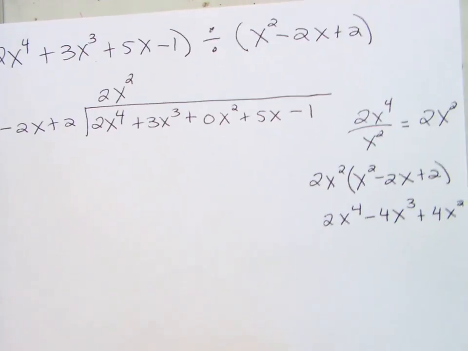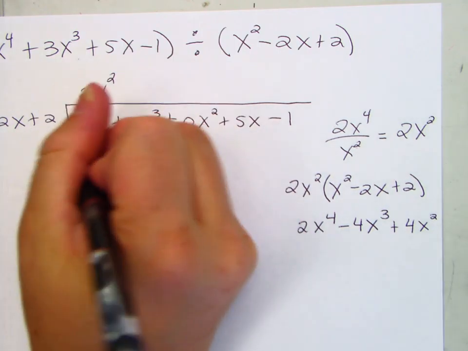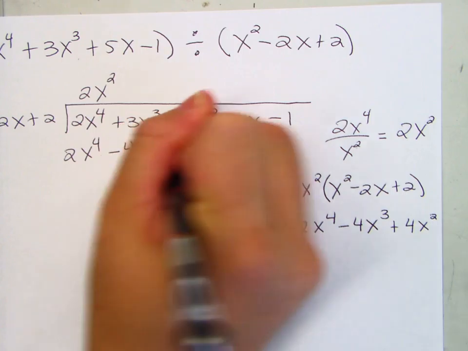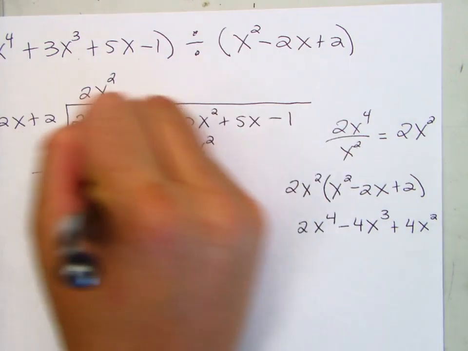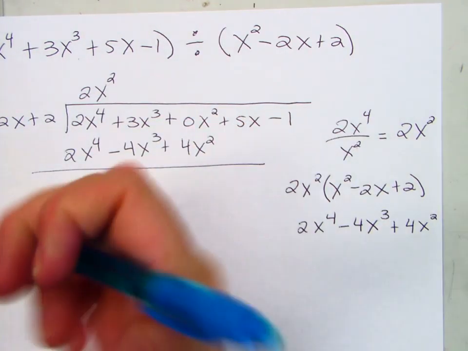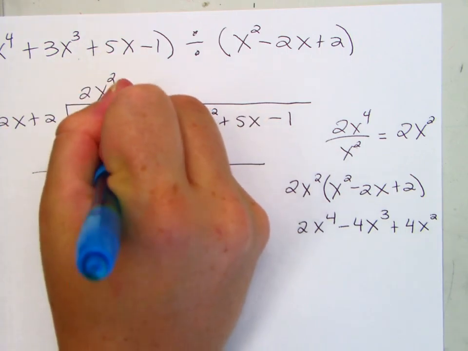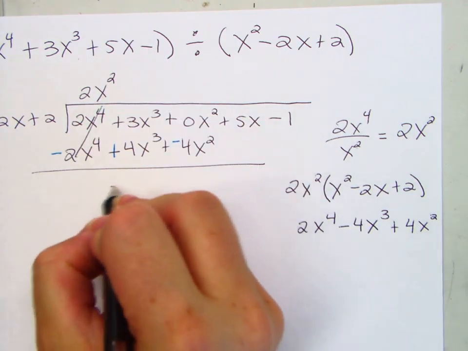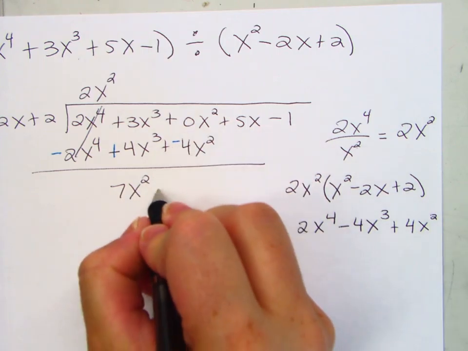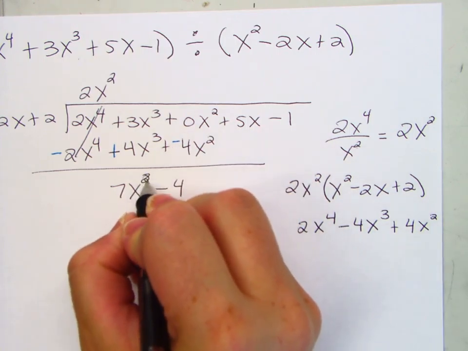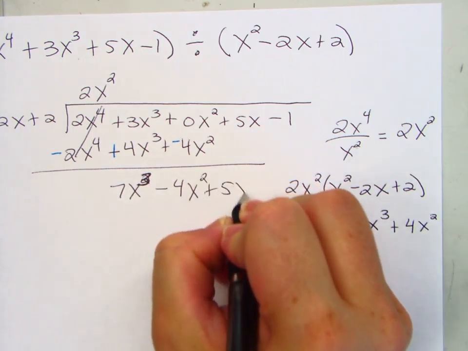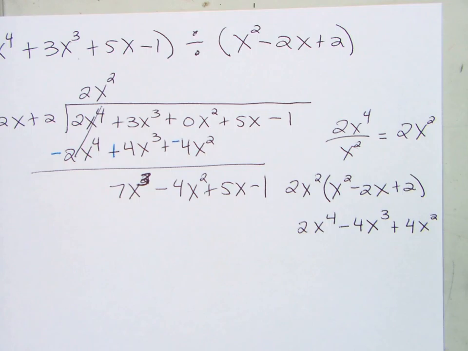Write this underneath. So 2x to the 4th minus 4x cubed plus 4x squared. Change the sign. Minus, plus, minus. These cancel. 3x cubed and 4x cubed is 7x cubed. 0 minus 4 is minus 4. Oops, that's a 3. X squared plus 5x minus 1. Okay, do it again.